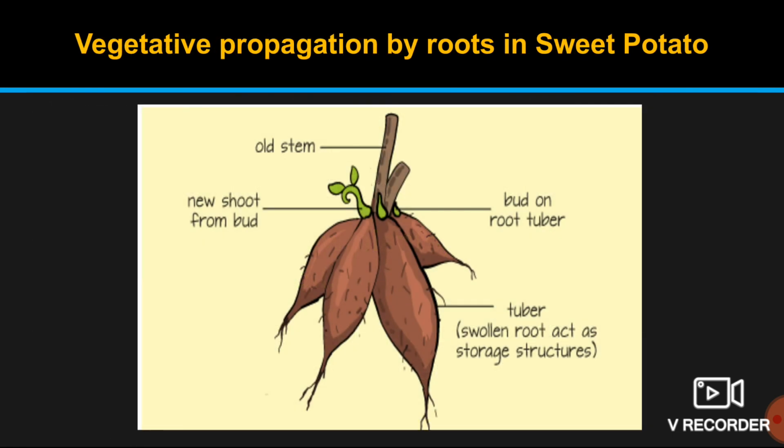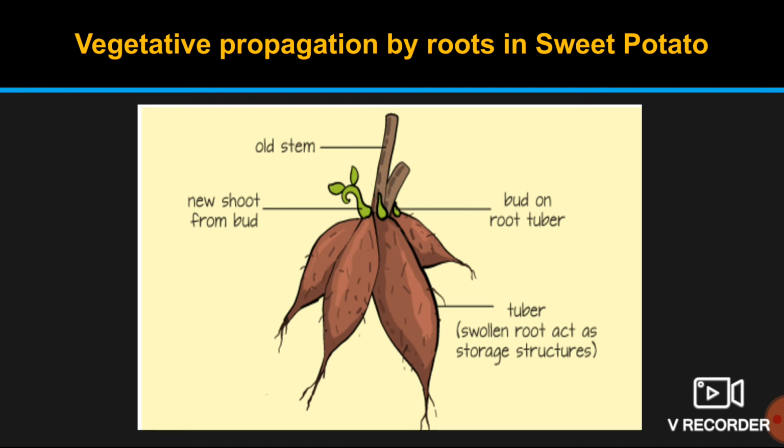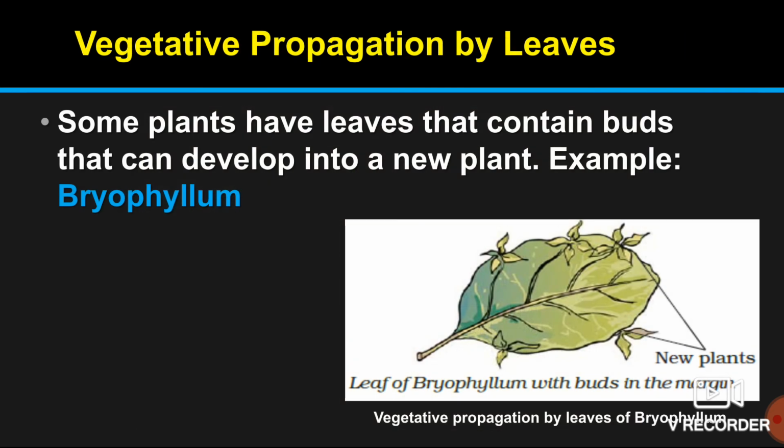How it takes place, you see here. This is sweet potato and these are roots, and these are swollen because they have stored what? They have stored food material. Okay. And here you can see that a new shoot is coming out, a new bud. Okay, and it will grow into a new plant. So this particular thing can be utilized for vegetative propagation. Okay, so this is sweet potato and tuberous roots.